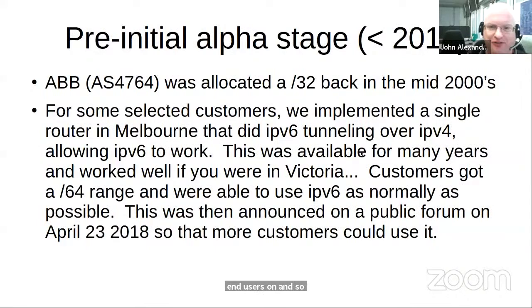So our pre-alpha stage, we did a thing similar to what HE does with their tunneling. We did IPv6 over IPv4 and gave a customer a /64 address so that they can start playing with their internet. And this worked well, except only if you're in Victoria. For those that know Australia, that's where our tunnel endpoint was. For anybody else, if they were in Darwin or in WA, they had to travel across to Victoria before they'd get an IP. So it worked, but it wasn't ideal.